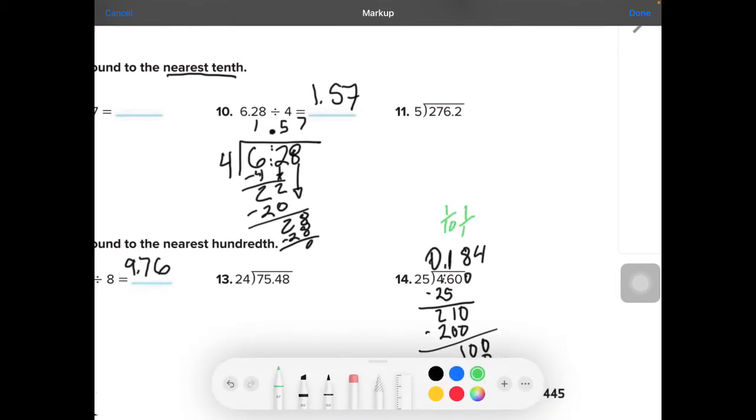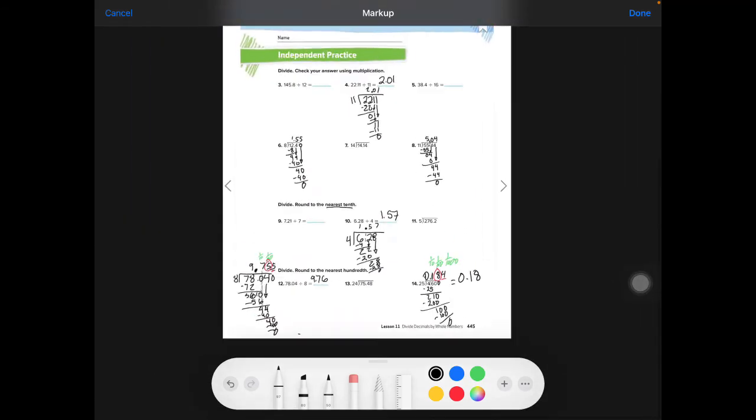Same story with this one though. We need to round it to the nearest hundredth. So this is a 10th. This is a 100th. And this is a 1,000th. So we need to round, this is our target, and that's going to determine what we're going to do. So then our answer is going to equal 0.18. And that's where we're going to keep it because we're rounding it to the nearest hundredth.